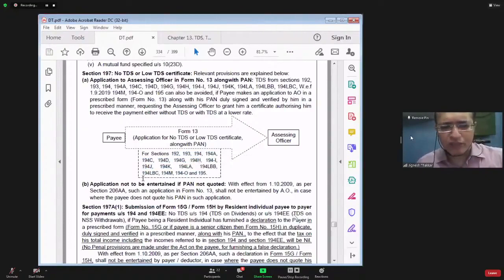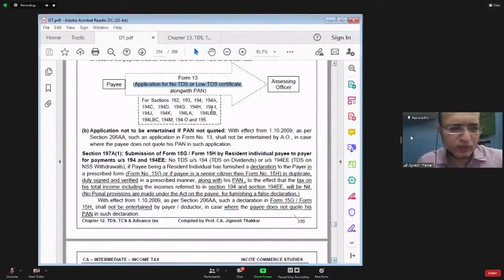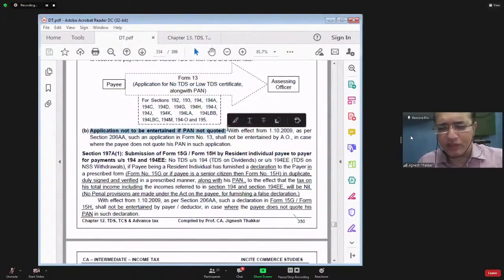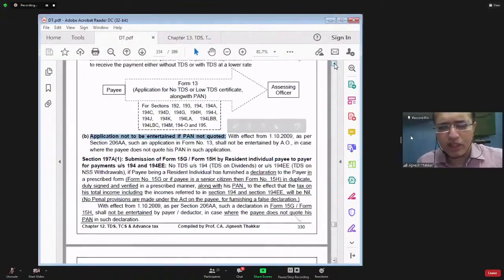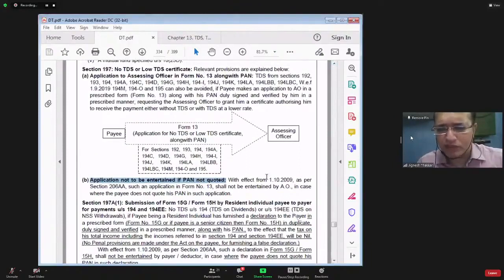194BB, 194LBC not part of your syllabus, 194M contractual payment, professional fees, if you are not covered by 194C and 194J, 194O payment made by e-commerce operator. In all these sections, this no TDS, low TDS certificate facility is available. This application will not be accepted if the PAN number is not mentioned in the application.